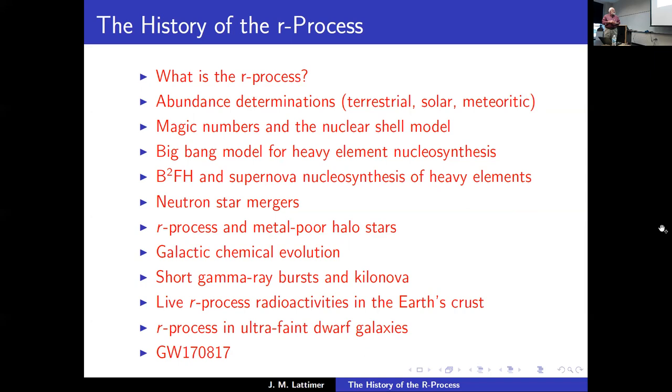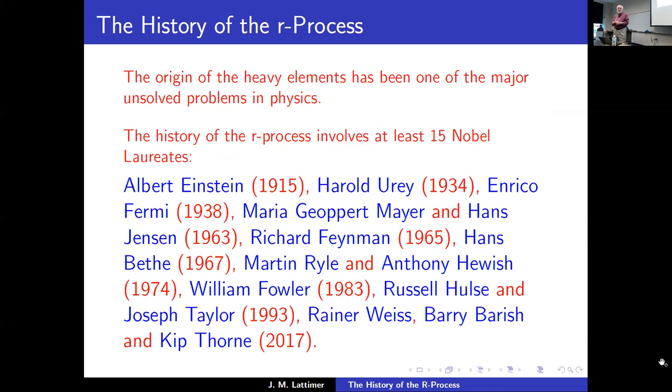And a lot of this has been validated by the recent observation of the neutron star merger GW170817. So there are a lot of sub-stories in this history. And there are at least 15 Nobel laureates that play a role here, which I've listed, beginning with Einstein and ending with Weiss, Barish, and Kip Thorne.